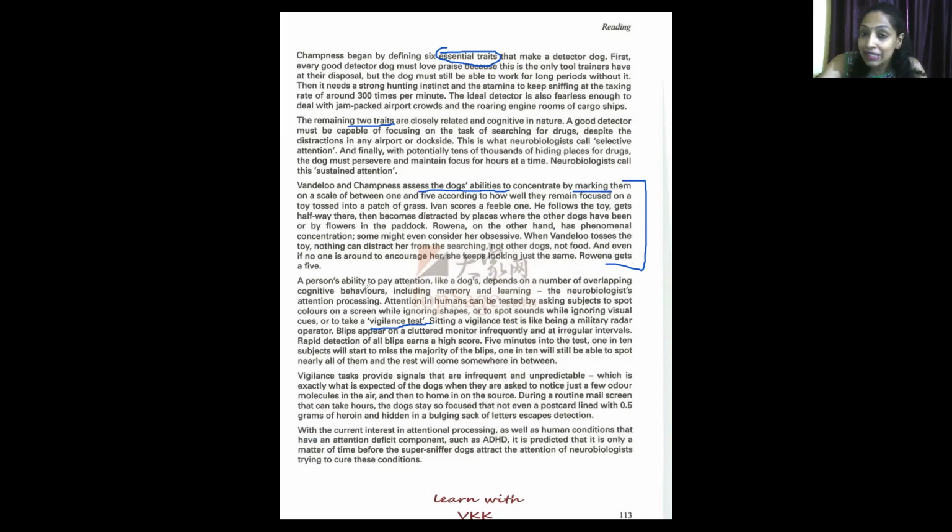A person's ability to pay attention like a dog's depends on a number of overlapping cognitive behaviors, including memory and learning. The neurobiologist's attention processing. Attention in humans can be tested by asking subjects to spot colors on a screen while ignoring shapes, or to spot sounds while ignoring visual cues, or to take a vigilance test. Now we come to the keyword. What are we finding? The vigilance test is done, and after about 5 minutes of the vigilance test, 5 minutes have passed. Do people still notice blips?